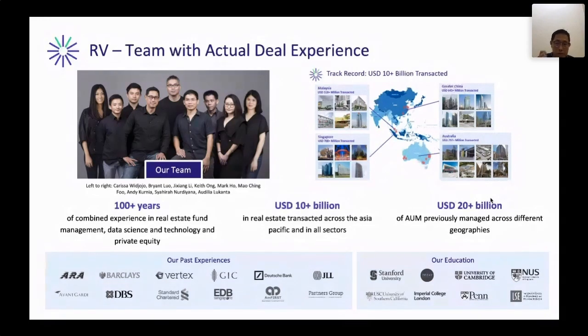And throughout our careers, we have taken on various fund management functions. For example, some of us are very strong in research, investment, of course, asset management, and portfolio management, right? And many of us have come from esteemed firms such as GIC, Barclays Banks, and ARA. Okay, next slide.